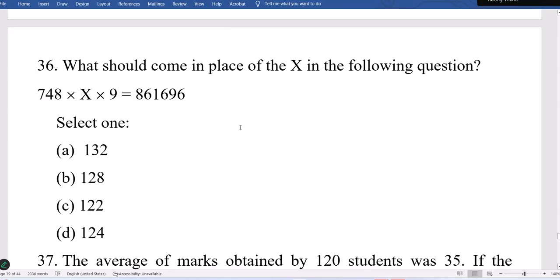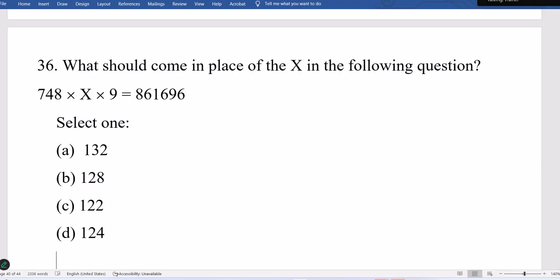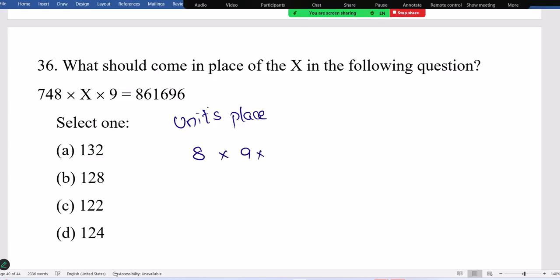What should come in place of the x in the following question? Let's see this. See, first thing I'll always focus on is the units place. Here the units place is 8, multiplied by 9 multiplied by that x. The result should have units place 6.